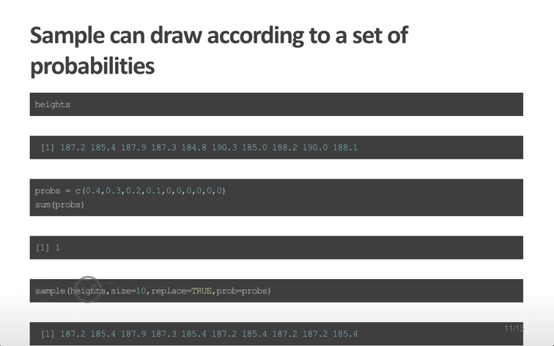So if we sample the heights vector, replacing the values with these probabilities, we see that the last value is never represented in our random sample. That's because we assigned the probability of it being sampled to be equal to 0. At the same time, we see that the first value, 187.2, is represented several times since its probability of being selected is relatively high. This allows us to sample under different schemes using the sample function.